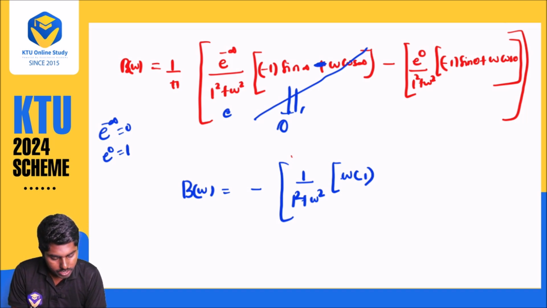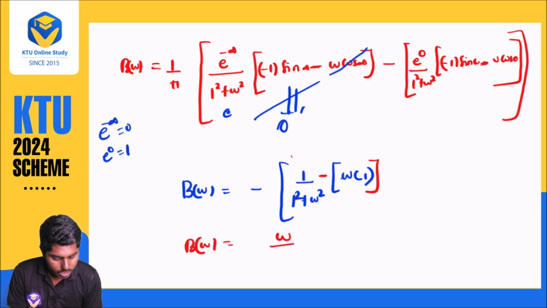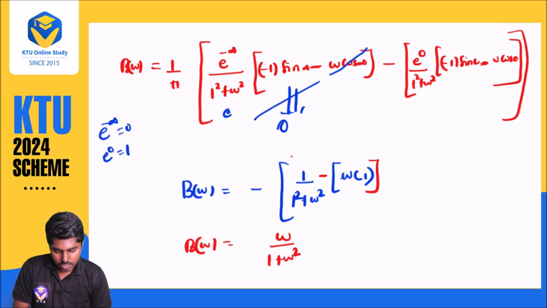Sorry, here it is minus. According to the formula, here it is minus. So minus omega we will be getting. So b omega is equal to what? Minus into minus is plus. So omega divided by 1 plus omega square. This is now our b omega.